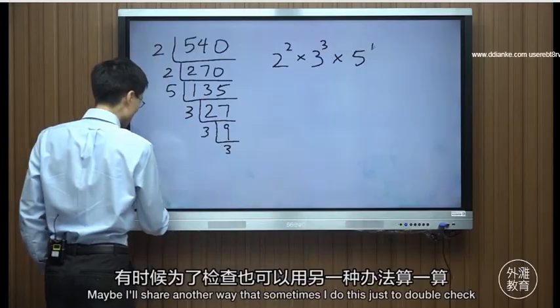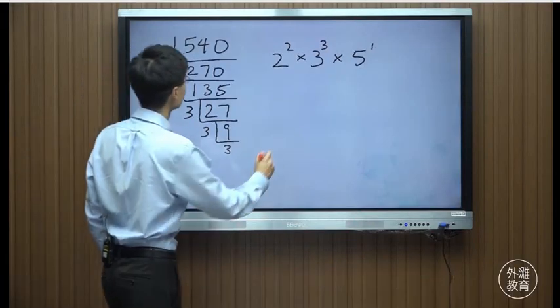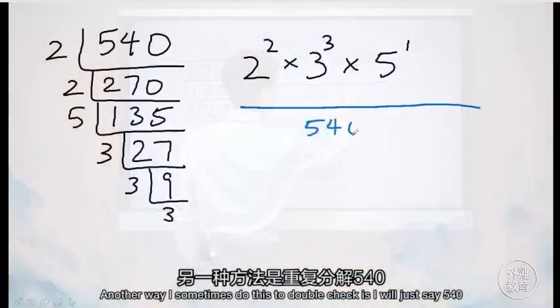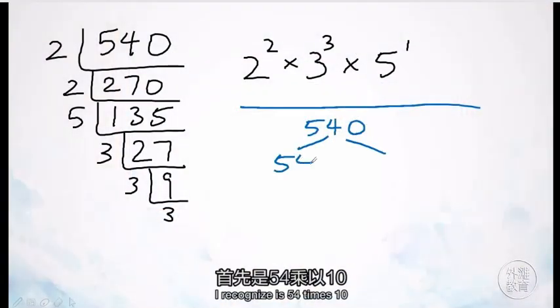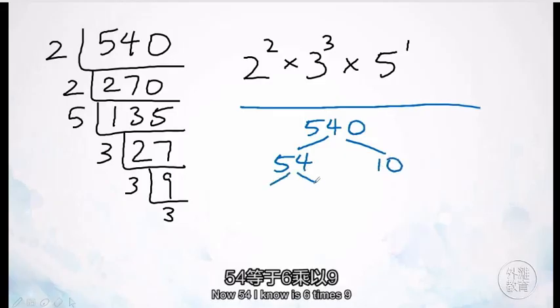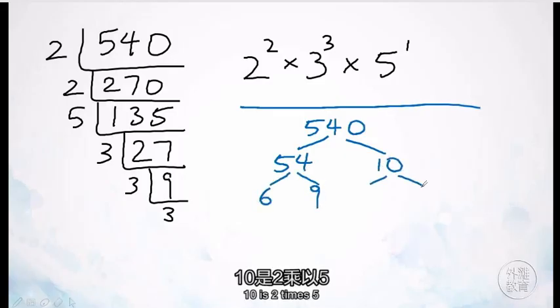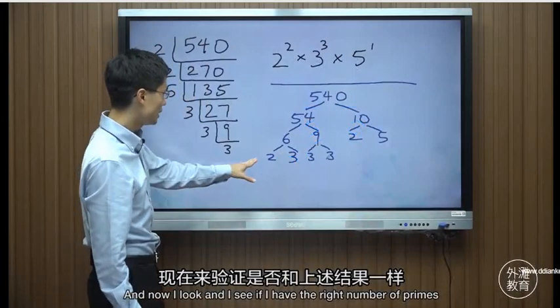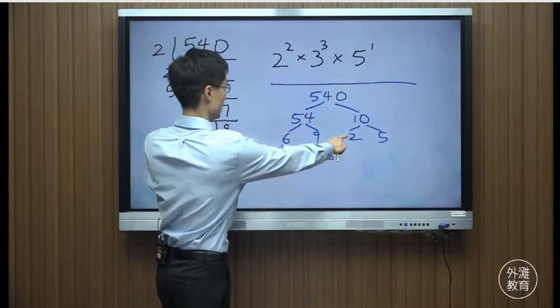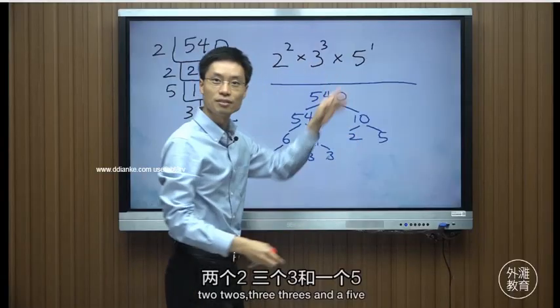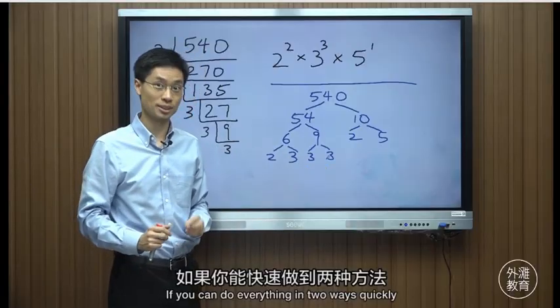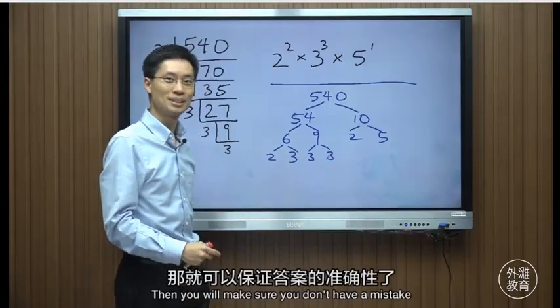Maybe I'll share another way that sometimes I do this just to double check. I will just say 540 I recognize is 54 times 10. Now 54 I know is 6 times 9. 10 is 2 times 5. 6 is 2 times 3. 9 is 3 times 3. And now I look and I see if I have the right number of primes. 2 2s, 3 3s, and a 5. 2 different ways. Whenever you do a question, if you can do everything in 2 ways quickly, then you will make sure you don't have a mistake.